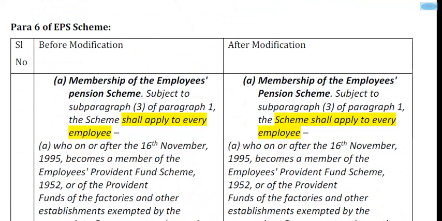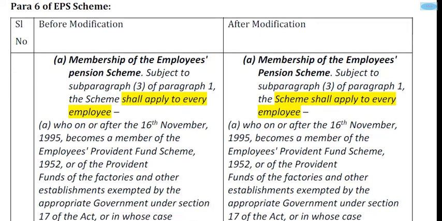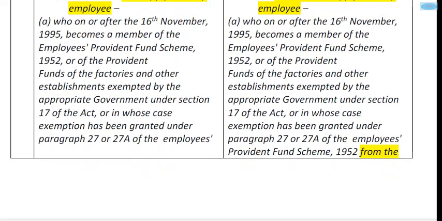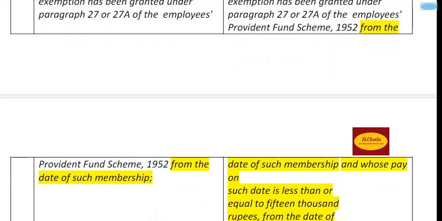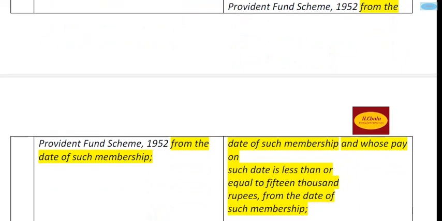Para 6A says shall apply to every employee. Here also it says shall apply to every employee, both before and after. But a condition was introduced. What is that condition? It was saying from the date of commencement of the membership and whose pay on such day is less than or equal to 15,000 rupees from the date of such membership.